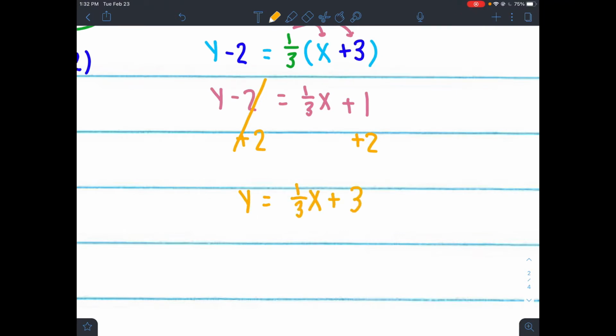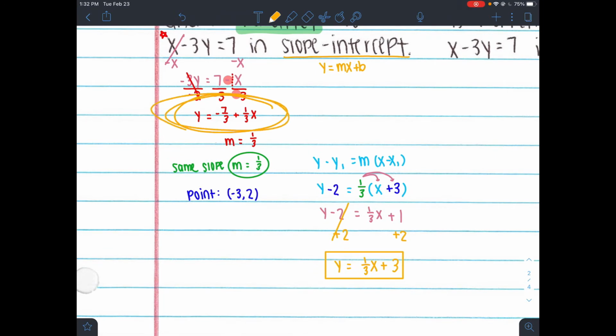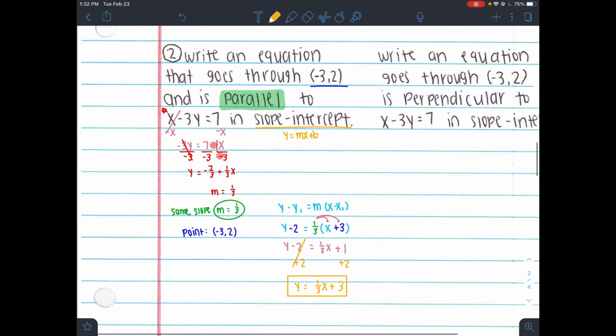Is this in slope-intercept form? Yes, it is. Oops, I just realized that that fourth leg was not part of my box from originally. Okay. Question, is that equation the same as the equation that they gave us? And it shouldn't be, right? It should be a completely new equation. So let's check this. We wanted to make a parallel line.